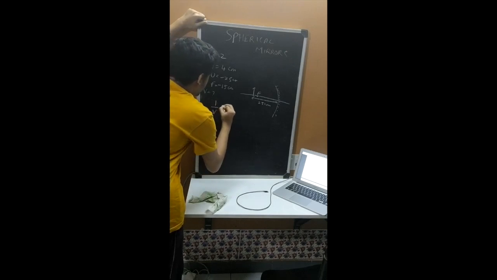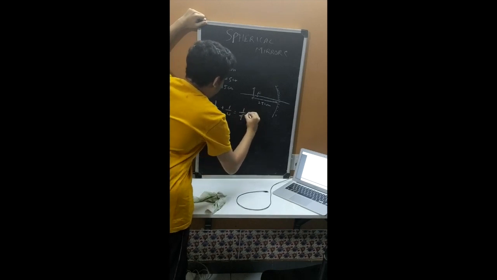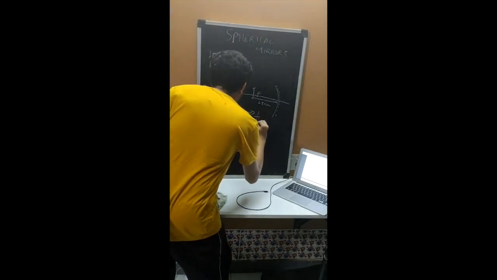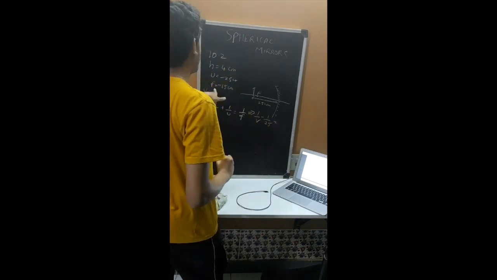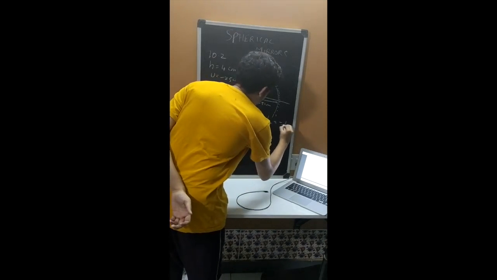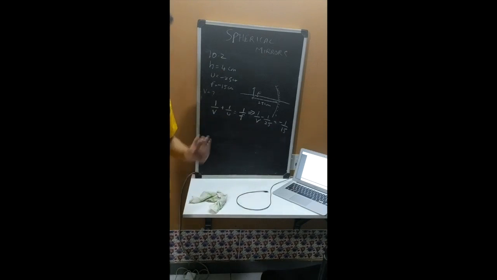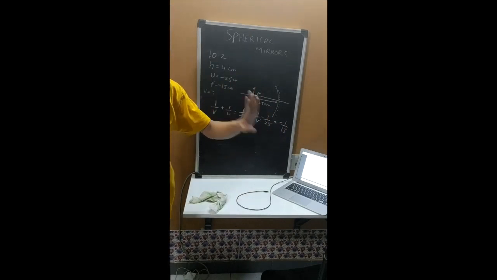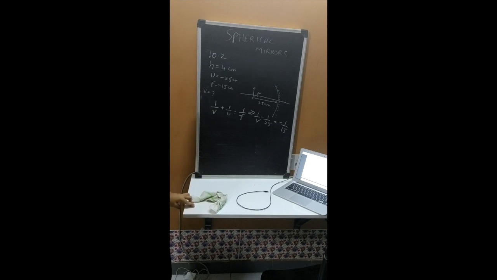1 by v plus 1 by u equals 1 by f, which implies 1 by v, which we don't know, minus 1 by 25 equals minus 15 focus. Here everything is in centimeter. Always be careful that whenever you are using any formula, all the things in the formula should be in the same units. If it is SI units, everything should be in SI units. If it is CGS units like centimeter, everything should be in CGS units.